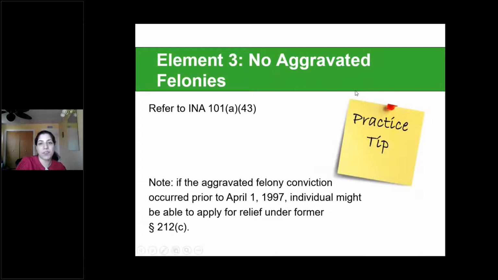Okay, and we're going to move on to the third element for LPR cancellation, and that is that you cannot have an aggravated felony. Again, refer to INA 101A43 for the aggravated felony definition, as well as to our presentation from March 20th on immigration. Note that if an LPR does have an aggravated felony, but it's a very old aggravated felony, that occurred before April 1st, 1997, that person potentially could still be eligible for 212C relief. So keep that in mind as a possibility for folks who do have old convictions. But an aggravated felony will definitively make somebody ineligible for LPR cancellation.